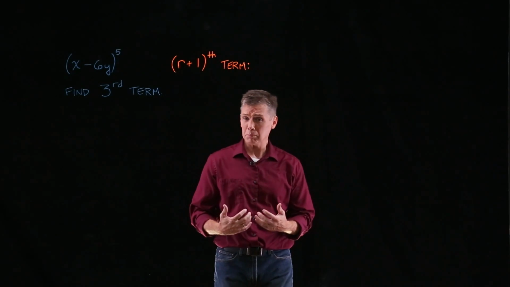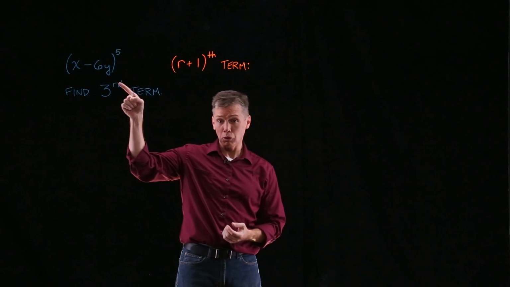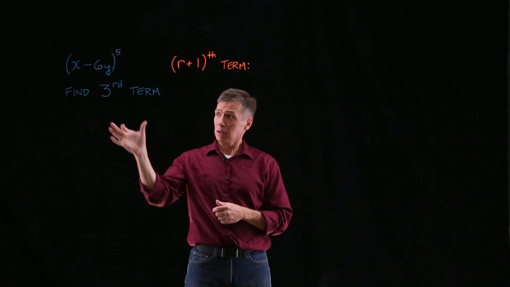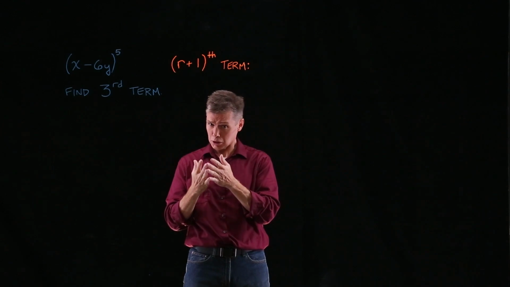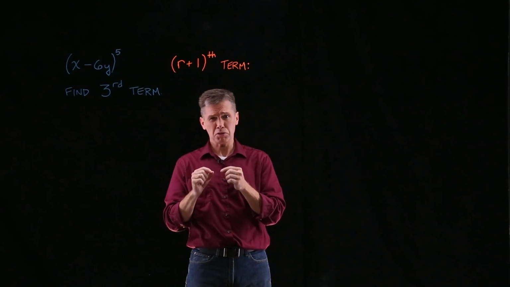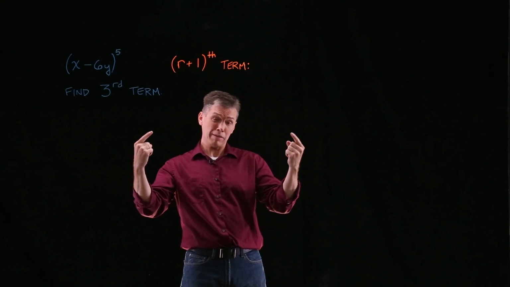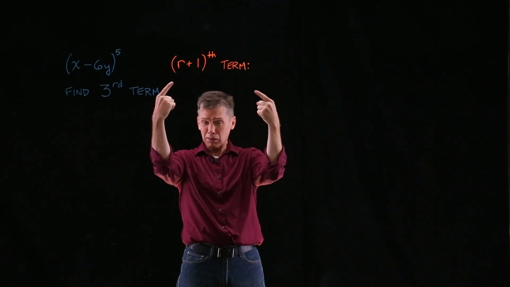Okay, for these problems, what they're going to do is give us a binomial to a certain power and ask us to find just one of the terms. So for us, we're looking for the third term. And what that'll really come down to is somewhat of a formula. You have a formula for the r plus 1th term.